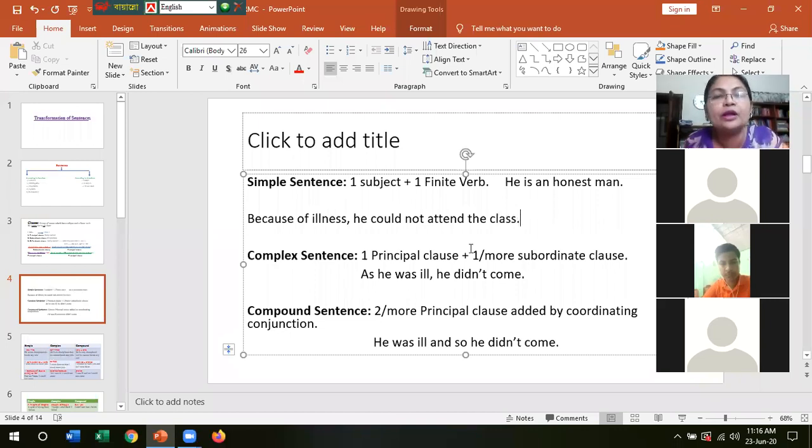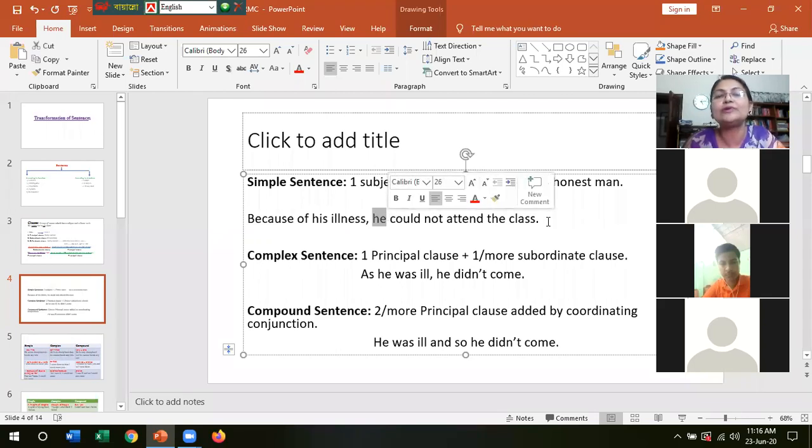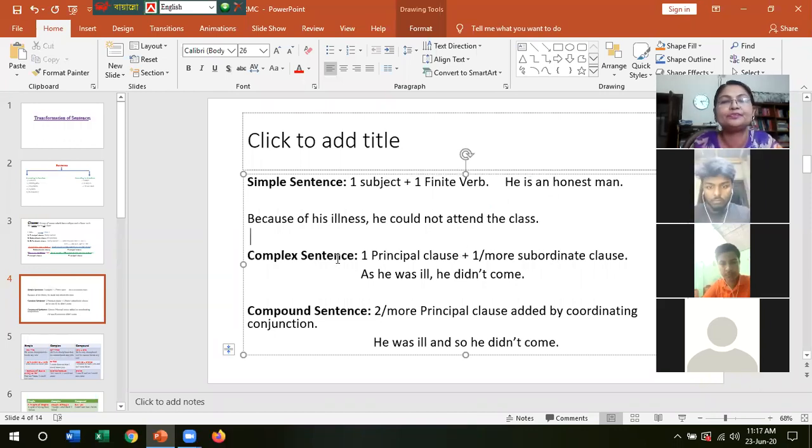Here you see the sentence is longer than the previous one. Because of illness, he could not attend the class. In this long sentence, there is only one subject. Suppose I write "because of his illness," still it is a simple sentence, because "his" is not a subject. There is only one subject, that is "he." He could not attend the class. So it is definitely a simple sentence.